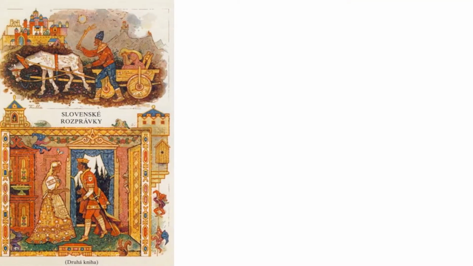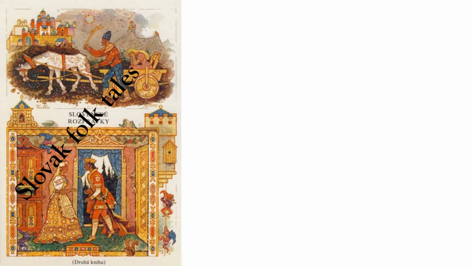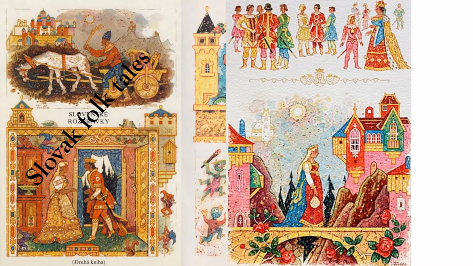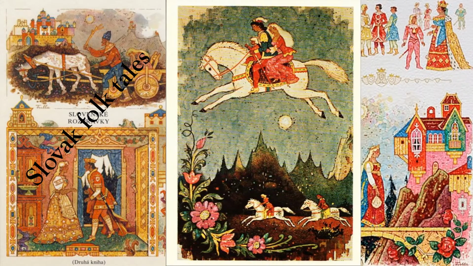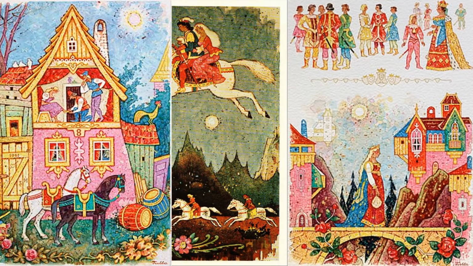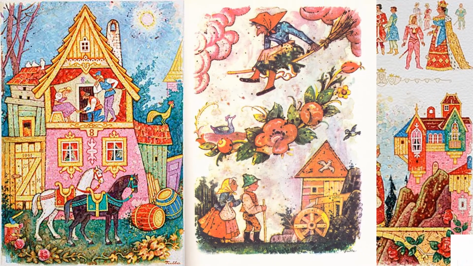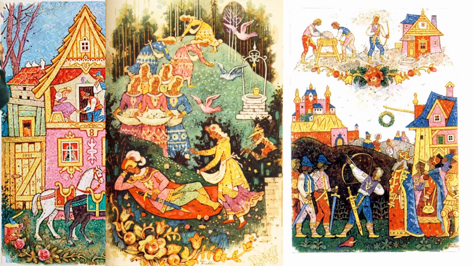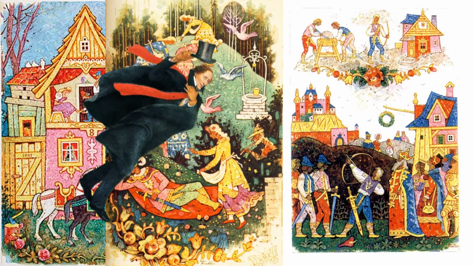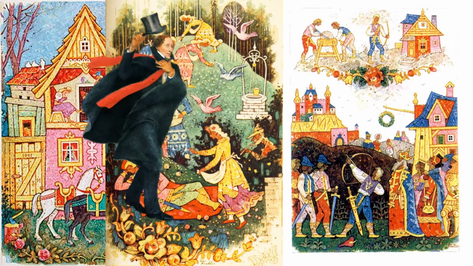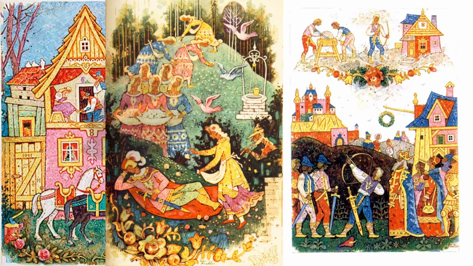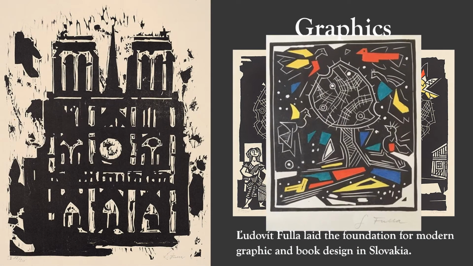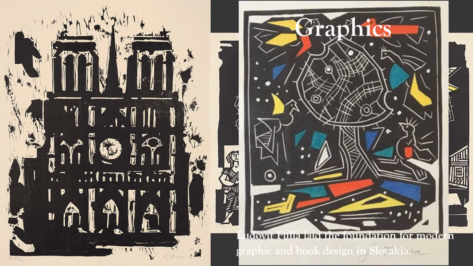Fulla was awarded a gold medal at the World Exhibition Expo 1958 in Brussels. He was also awarded a main prize at the World Exhibition 1937 in Paris. In 1976 he was awarded an honorary diploma of Hans Christian Andersen for the best illustrator in the world. Ľudovít Fulla laid the foundation for modern graphic and book design in Slovakia.